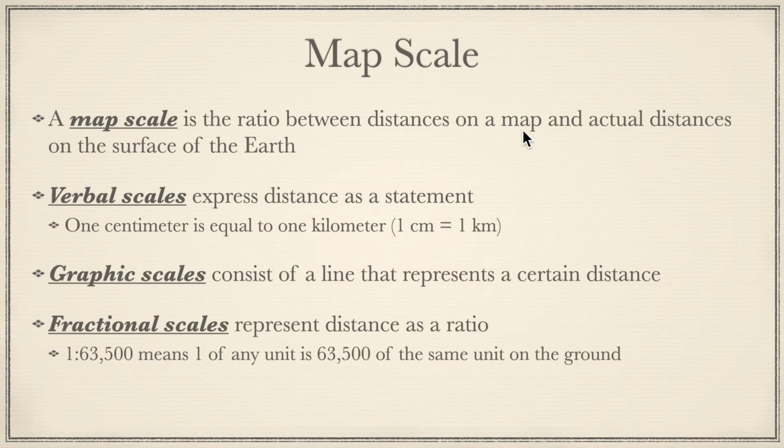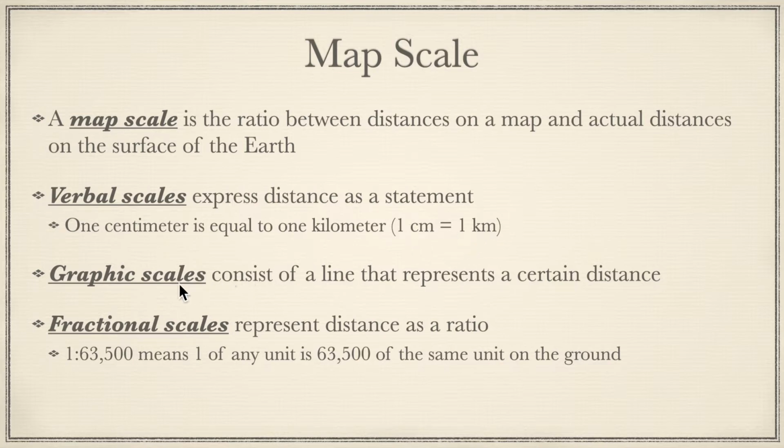So, map scales. A map scale is the ratio between distances on a map and the actual distances on the Earth's surface. We have verbal scales, which express distance as a statement. Typically this might be written out as an equation: 1 centimeter is equal to 1 kilometer, which means 1 centimeter on the map is 1 kilometer on the ground.